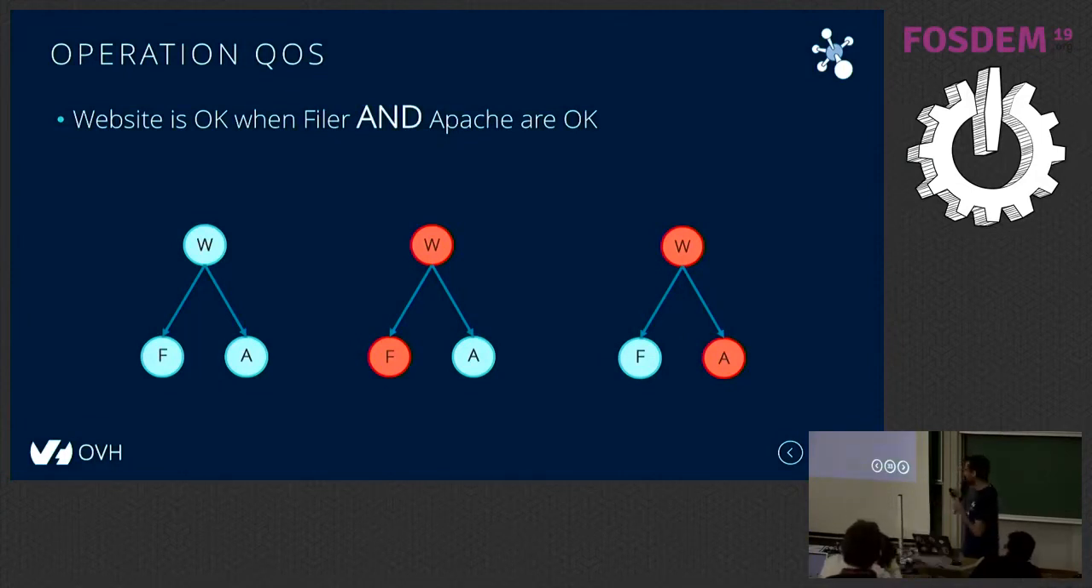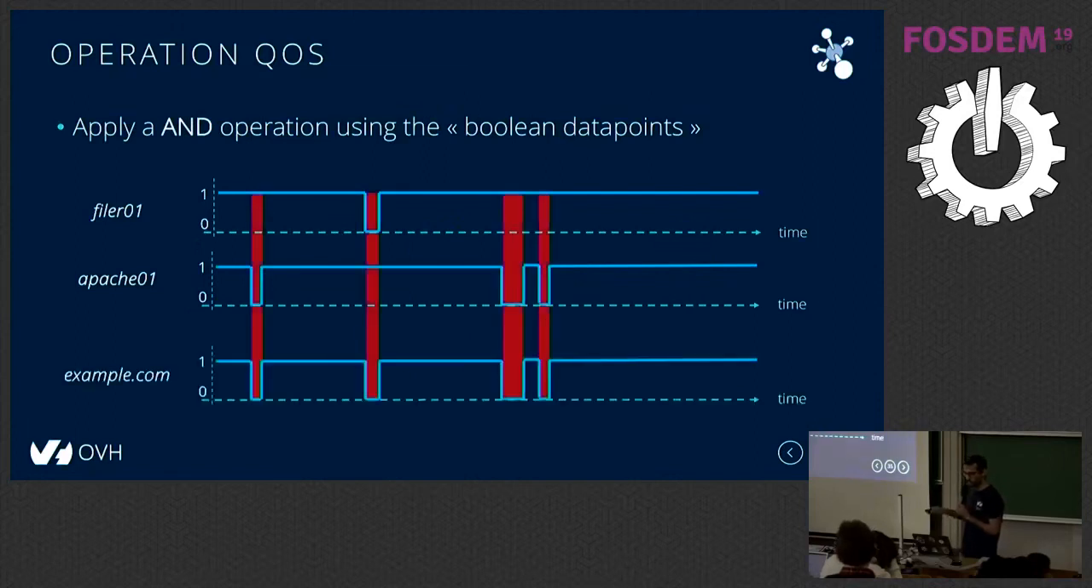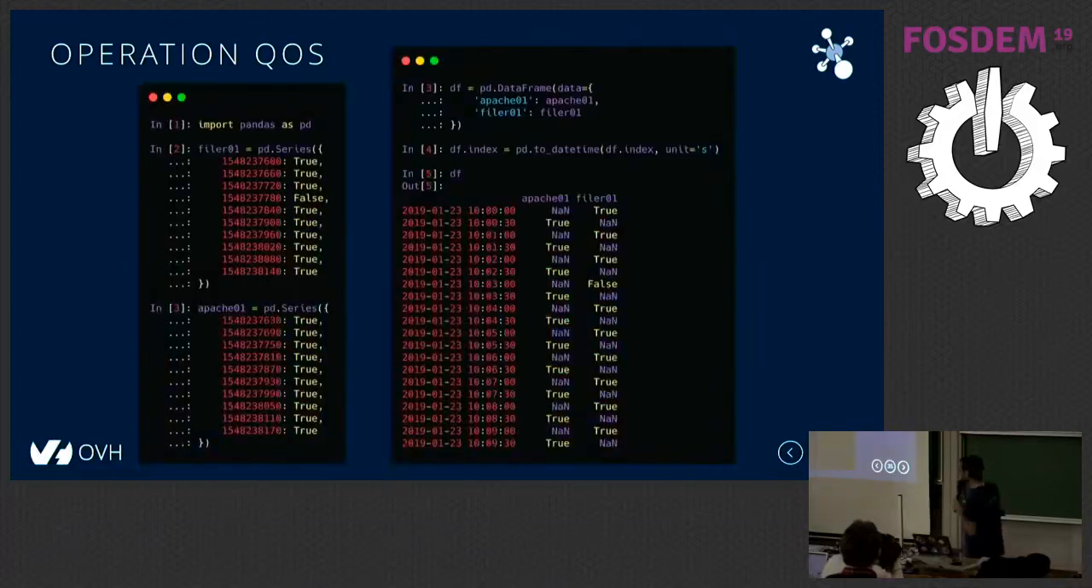So when the dependency is not working, if one of them is not working, the website will be down. We have the Booleans for the Filer and the Apache, but we can compute the Booleans for example.com like that. So in Pandas, we have the two series for the Filer and the Apache, and we want to merge the two series into a data frame.